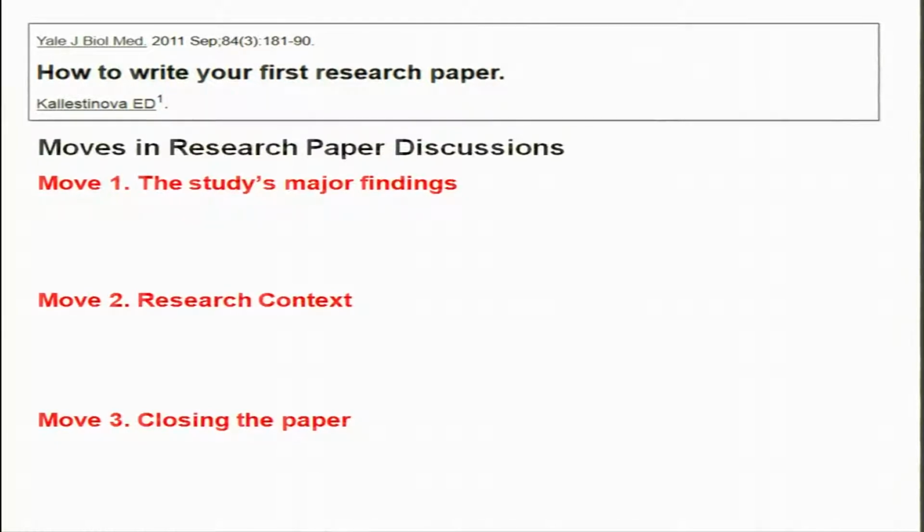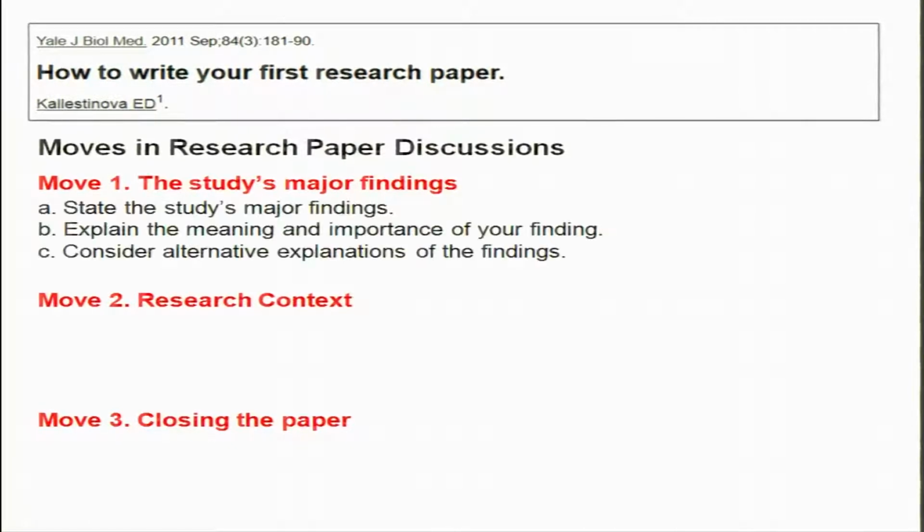Some of the moves discussed here: move 1 is the study's major finding. You take the most significant observation that you have, sell it first, then place it in the research context, and then you close the paper by saying something like what is still not known, the limitations of the study and so on. So state the study's major finding. You may have 5 different observations, but you try to put them in an order such that the most significant one comes first, followed by the others, right?